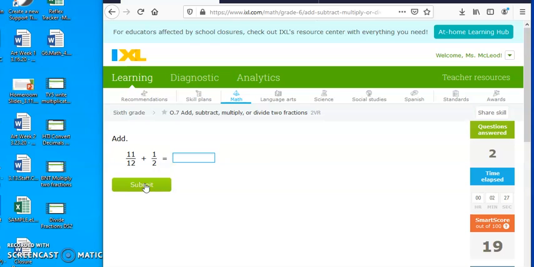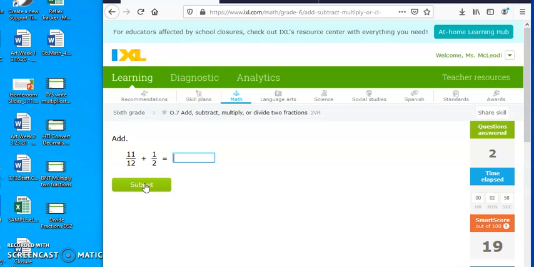Let's do one more. All right, so this one may be a little bit tougher. It may not be. We've got 11 over 12 plus 1 over 2. What we don't want to do is just say 11 plus 1 is 12, 12 plus 2 is 14. That's not the right way we want to do it. We have to make sure that the denominators are equal on both sides.